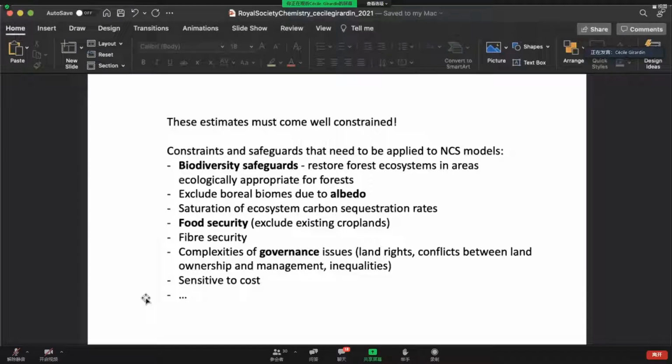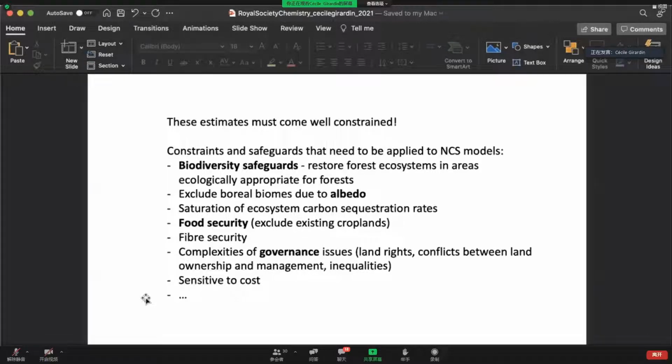It's important again to understand that these estimates come well constrained. When we estimate the potential of nature-based solutions, we have to think about biodiversity safeguards, restoring forest ecosystems in areas that are ecologically appropriate for forests. You don't want to be planting a forest on a perfectly healthy savanna, for example, and boreal biomes are excluded due to the albedo effect. We need to take into consideration the saturation of ecosystem carbon sequestration rates.